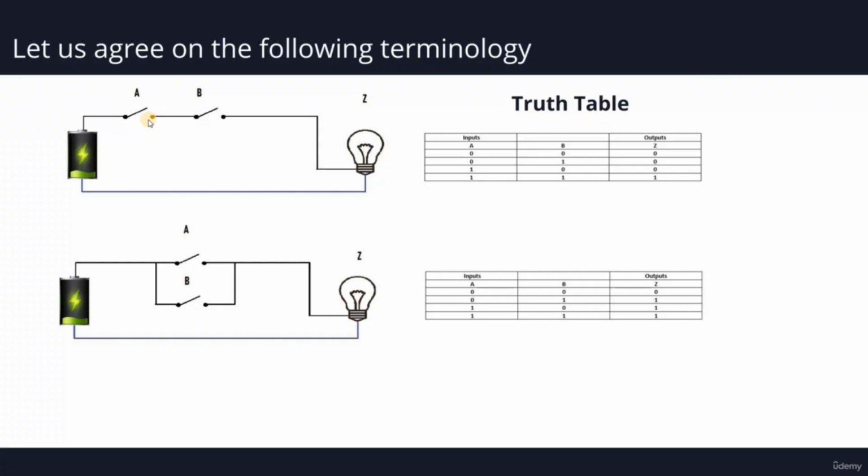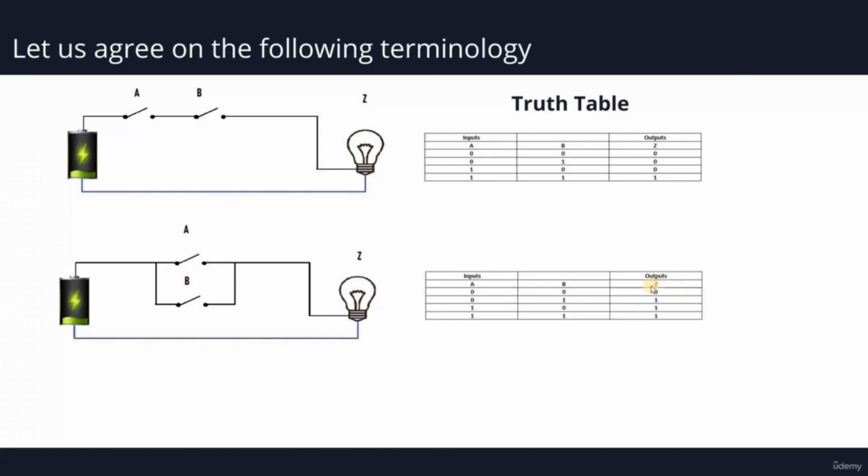If this is 1 and this is 1, it means both are closed, then I will have an output right here. Now, this is the AND gate. We call it AND gate. Now, here we have the OR gate. It means if this switch or this switch is on, I'm going to get an output right here.